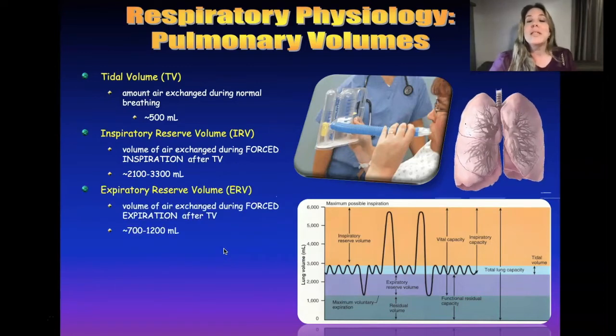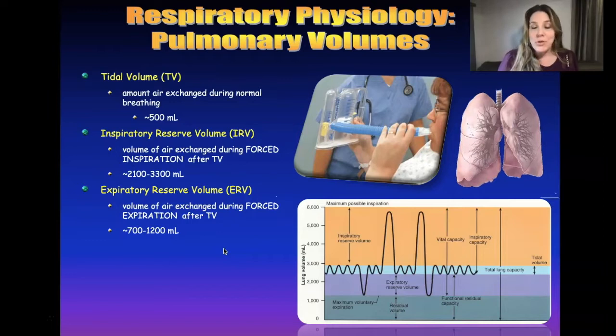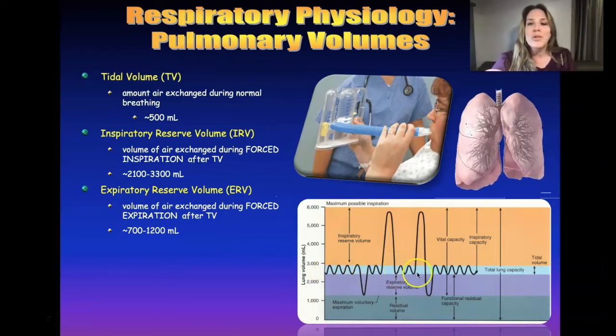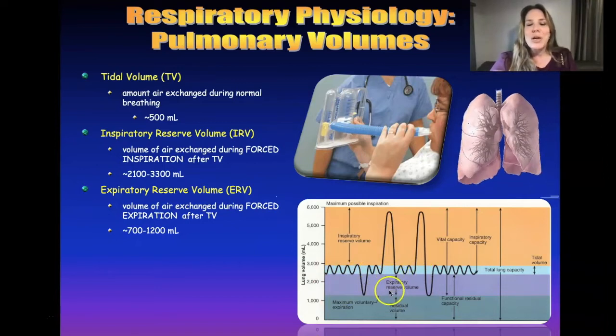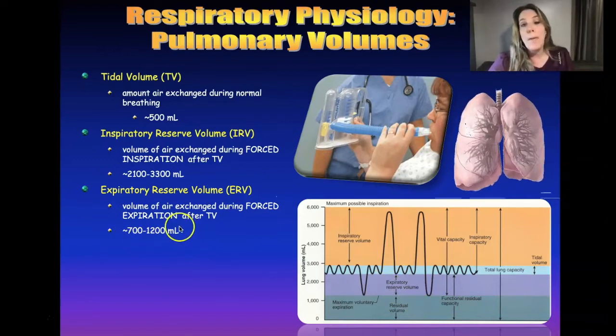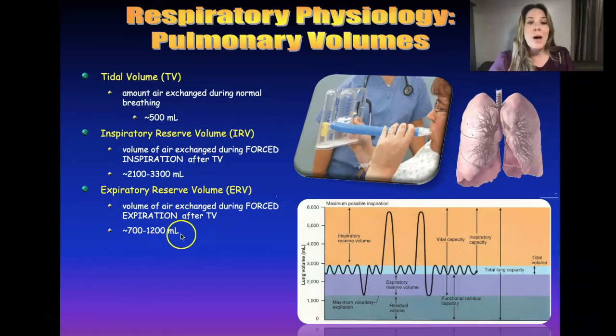Expiratory reserve volume is the amount of air expired after normal breathing. So on the graph, here's our normal breathing, our normal tidal volume, and under that is our expiratory reserve volume. And this is going to range from 700 to about 1,200 milliliters of air expired after normal breathing.